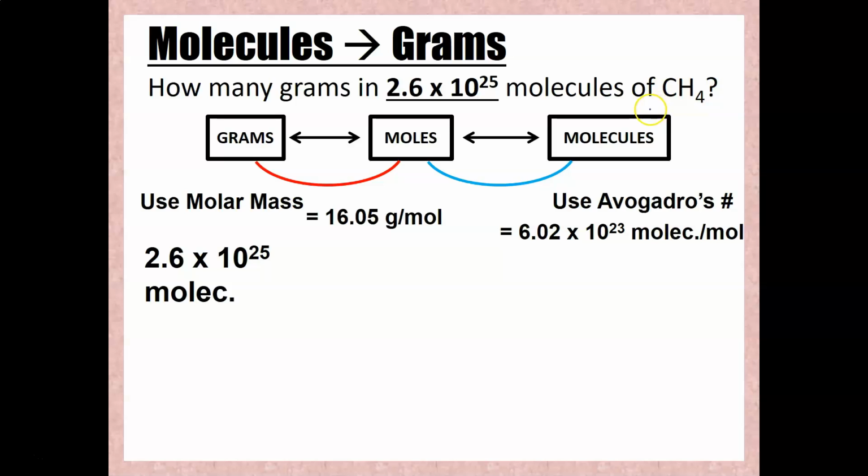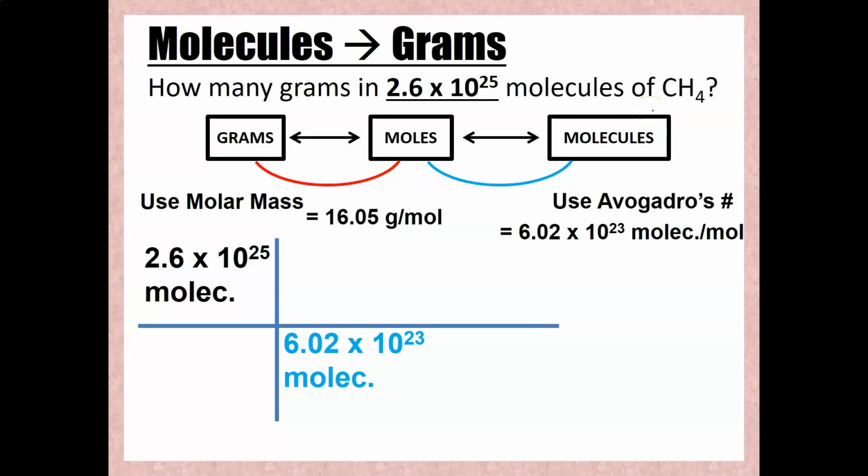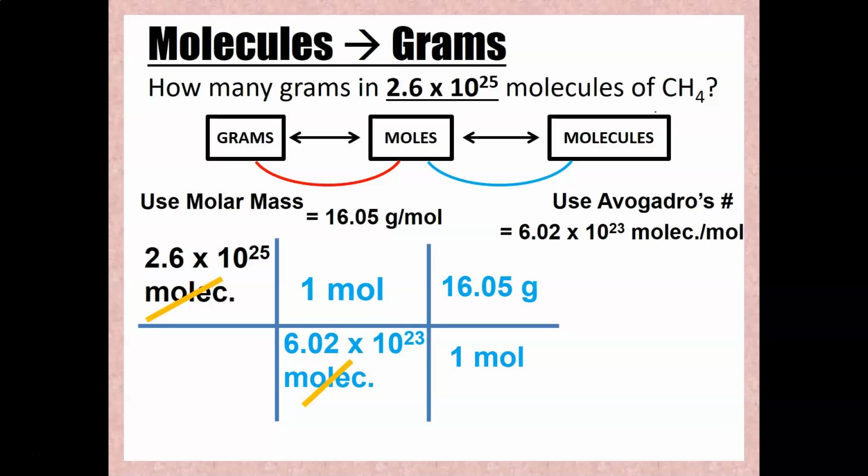I start with my known value. Avogadro's number comes next. To get rid of molecules, it's going to go on the bottom. 1 mole is going to go on the top. Molecules cancels. I'm going to then use molar mass, which is 1 mole on the bottom, 16 on the top. That way moles cancels. I'll be left with grams.